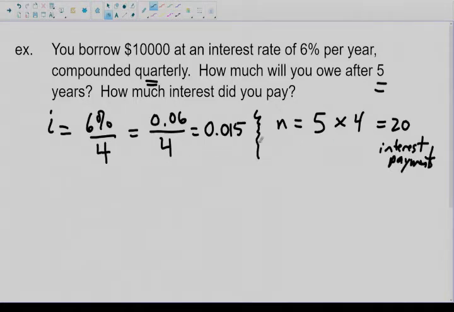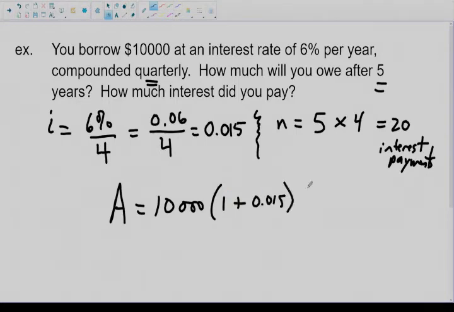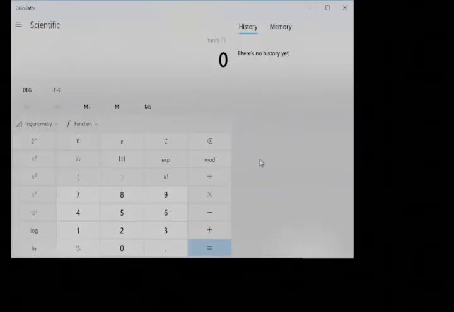And now we can put all of that into the formula, including our original amount borrowed. So our final amount owed, in this case, our principal is $10,000. Following the formula, it's 1 plus I, which is 0.015, to the power of 20. So this calculation I'll do on screen so you can see it. I'm just going to clear out some of the previous calculations here, and let's switch over to our calculator.